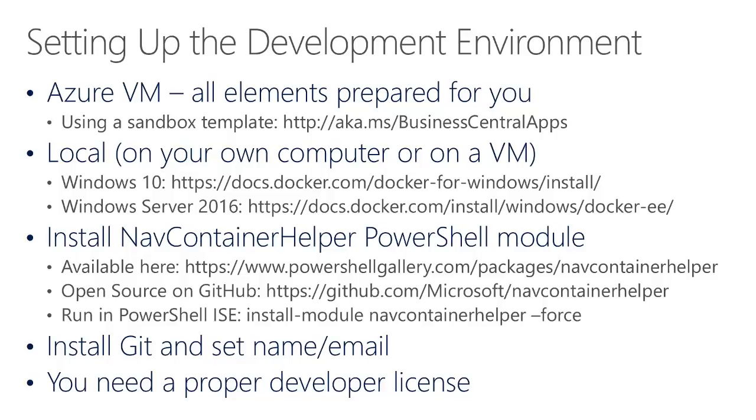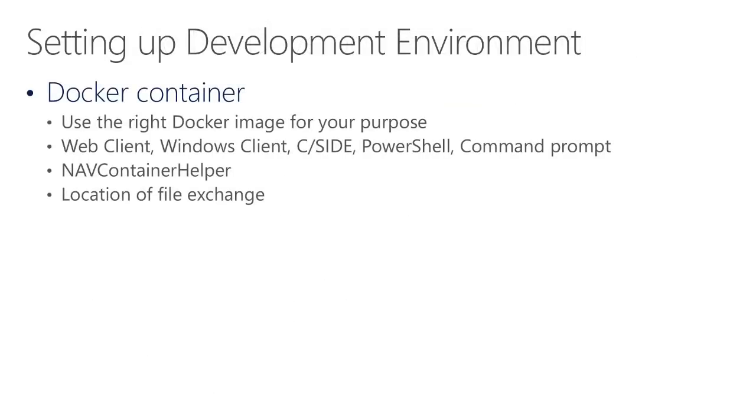proper developer license. So all the elements for a Business Central development are contained within what's called a Docker container. Now, I'm not going to go deep into Docker. We have a video about deploying your development environment using Docker, and in that video, we do a very deep dive into how Docker works, how it's all set up. But the thing that you need to know is that these Docker containers are based on an image. So the image is downloaded to your host, and then a container is created based on that image.